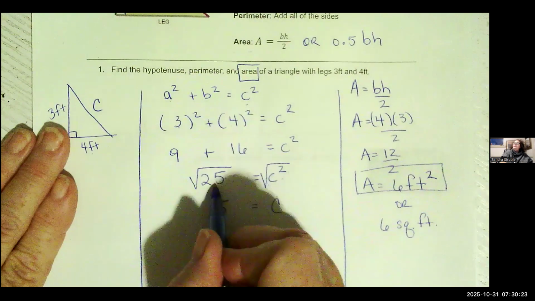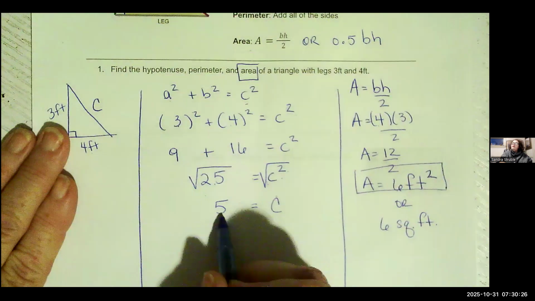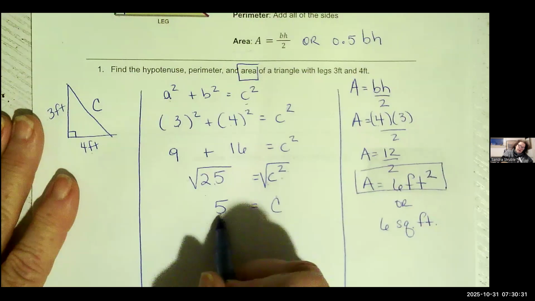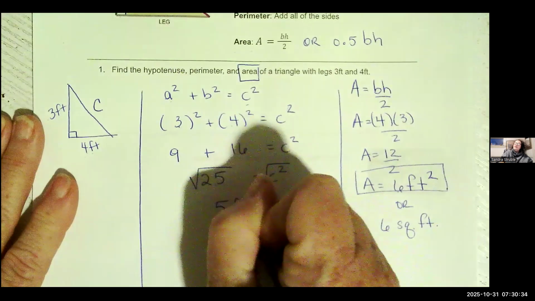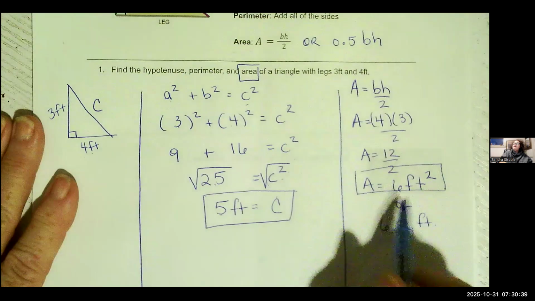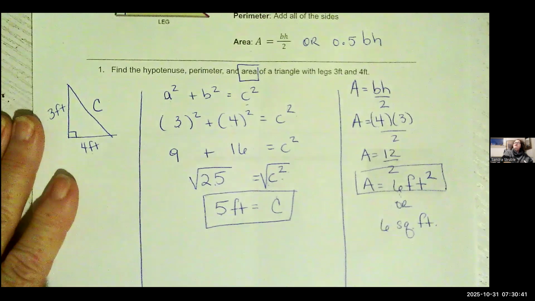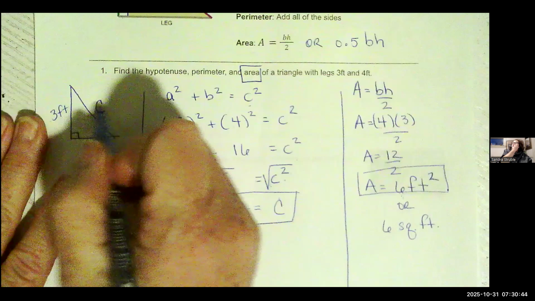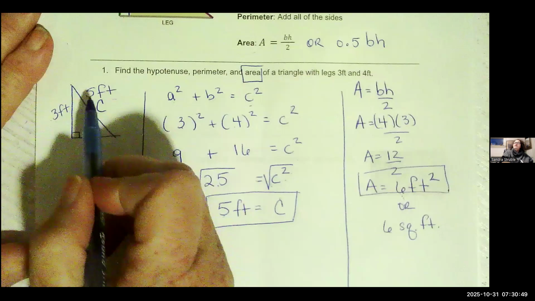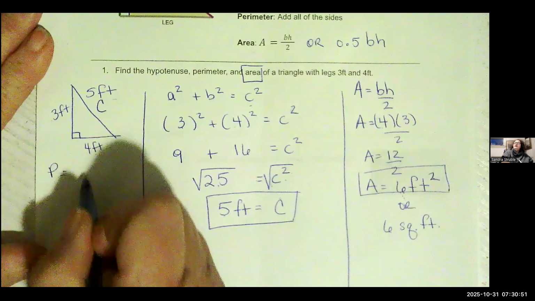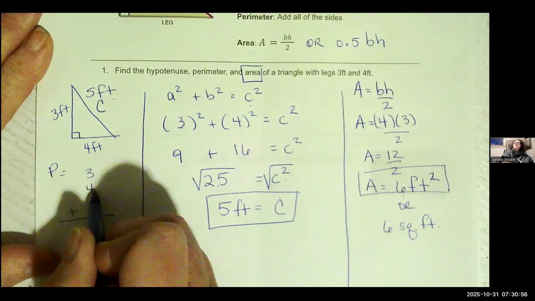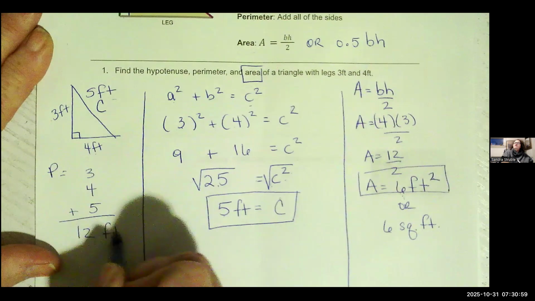So my hypotenuse is 5, but 5 what? Again, don't forget your units. It's 5 feet. The only thing that has a square on these answers is my area. Everything else is going to have feet for answers. Well, now that I know that my hypotenuse is 5 feet, I can find my perimeter of this triangle, and that's just by adding up all the sides. So 3 plus 4 plus 5 is 12 feet. So my perimeter is 12 feet.